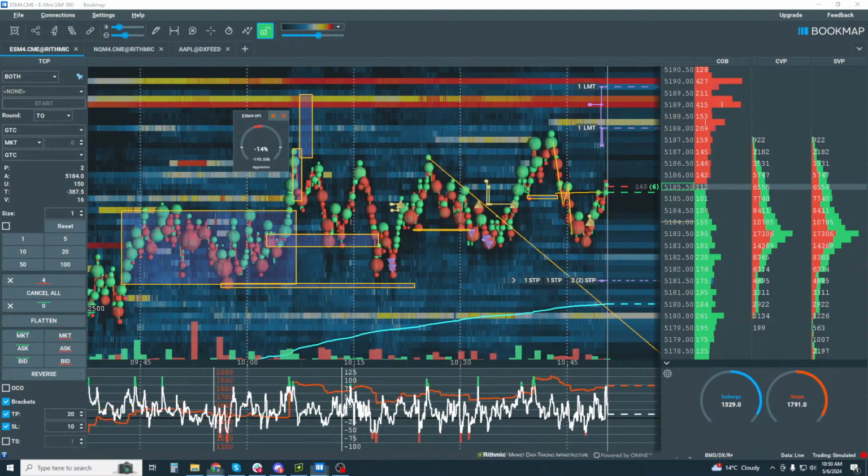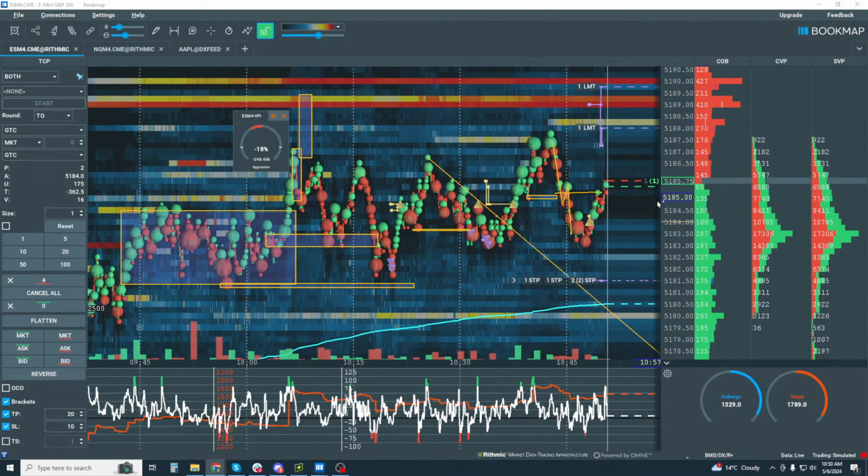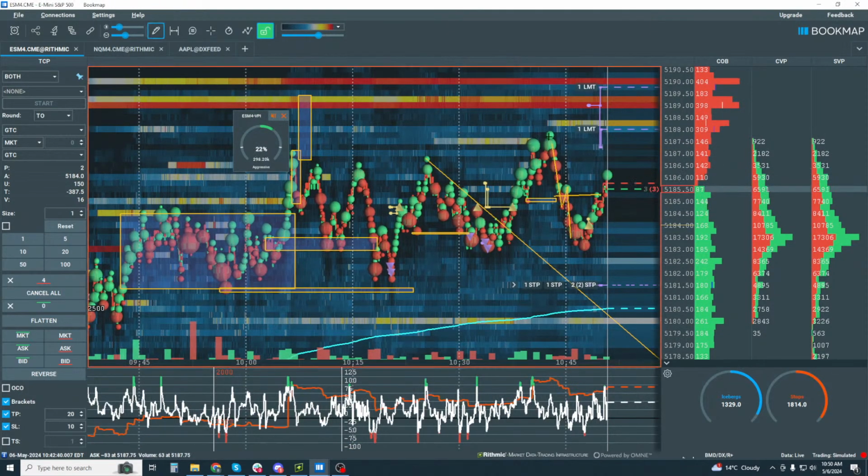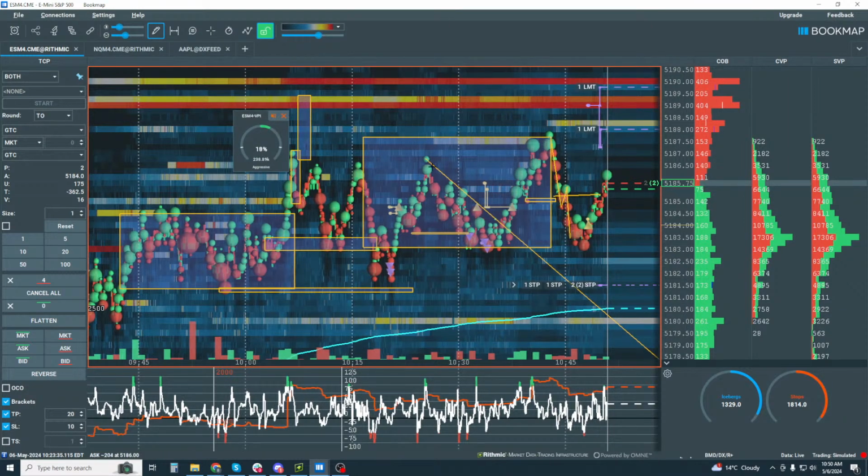Any questions on this idea? We've covered it kind of in bits and pieces, and I haven't been too articulate about it, but we're looking at a zone, and then we're looking for a move outside of that zone, a rejection, and a move back in.